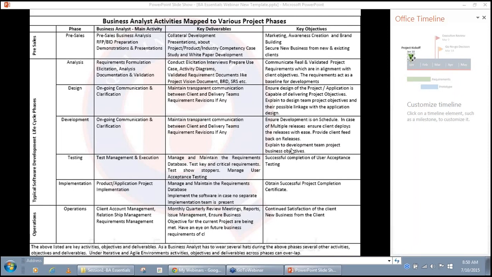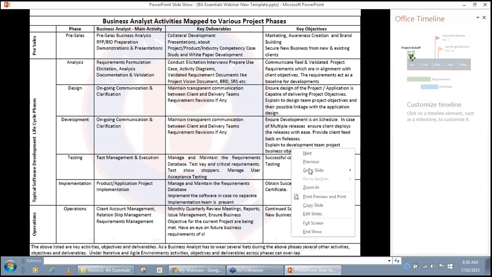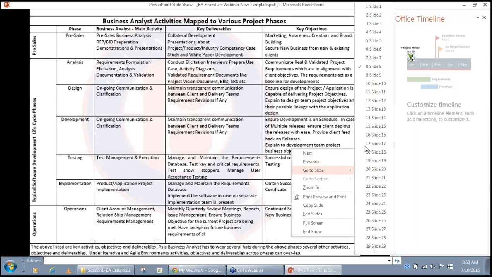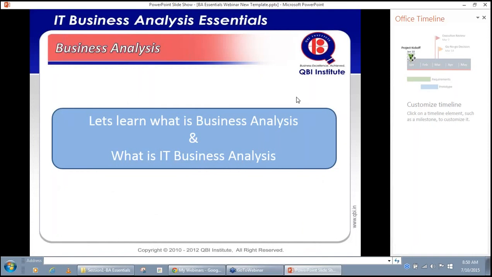So, friends, let's move on to the next part of the lecture. So now we will learn what is business analysis and what is IT business analysis or information technology business analysis. You see, a business analyst role is a very important role in current times. And why it has gained importance and what it is to be learned now.